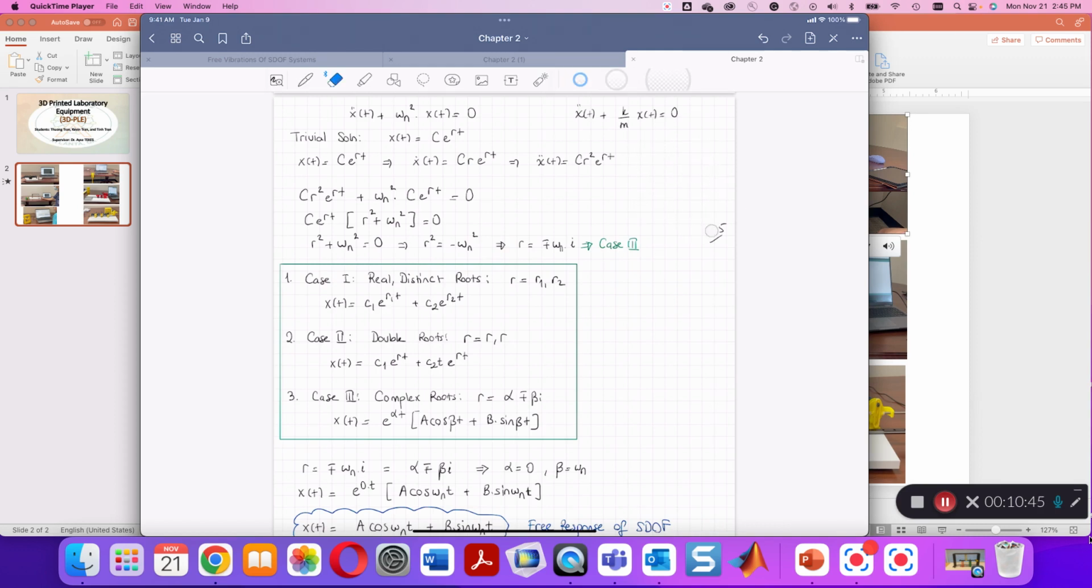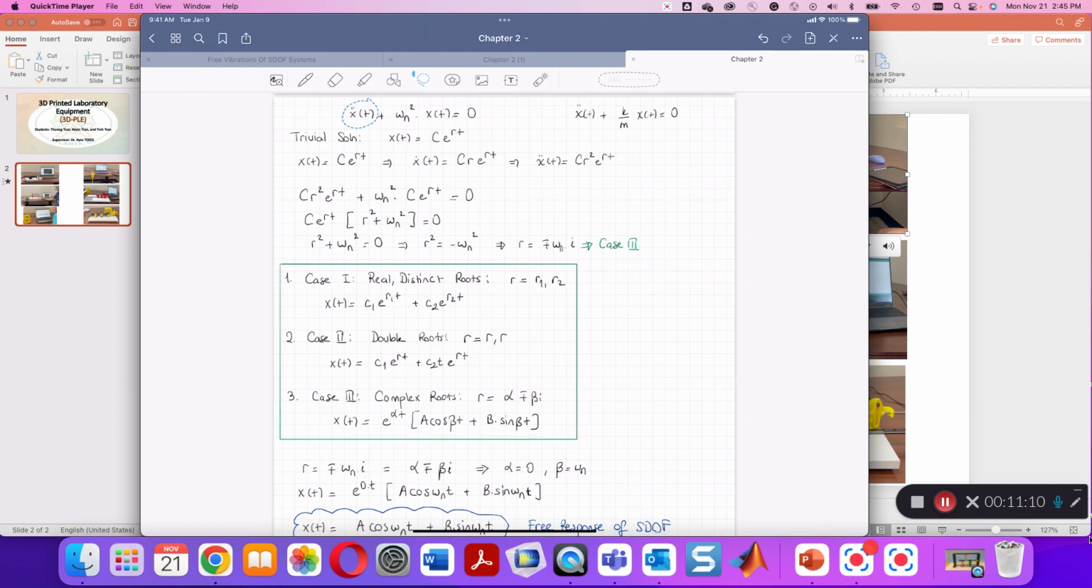Trivial solution means we will try an equation and then we will go back into the equation and plug that in. And if the right side is equal to the left side, then that solution is a solution to our problem. If x is equal to c times e to the rt is a solution to the second order differential equation, then let's take its first and its second derivative and plug that into the main equation.